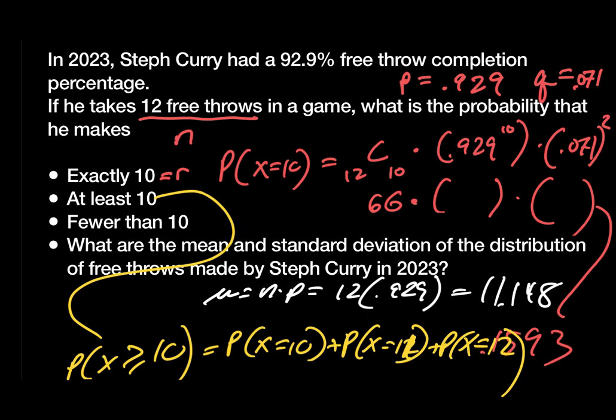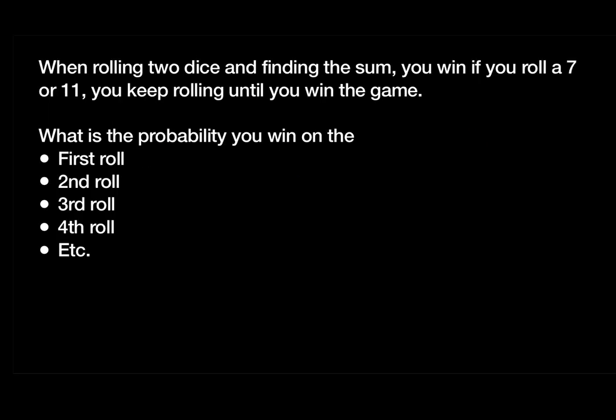Standard deviation, I take n times p times q. 12 times 0.929 times 0.071. Multiply that, take the square root. That's the standard deviation. That's the binomial.